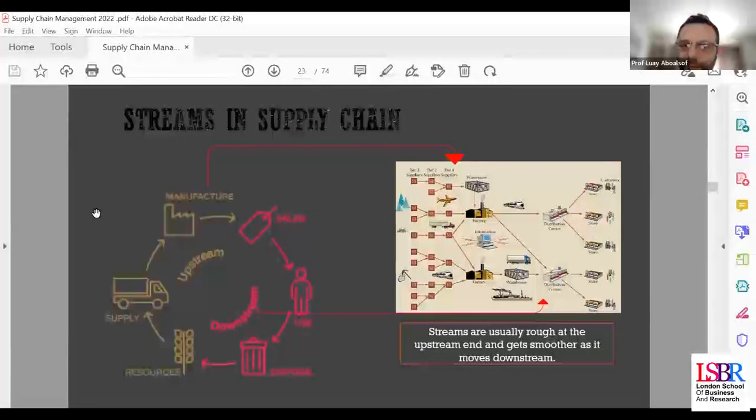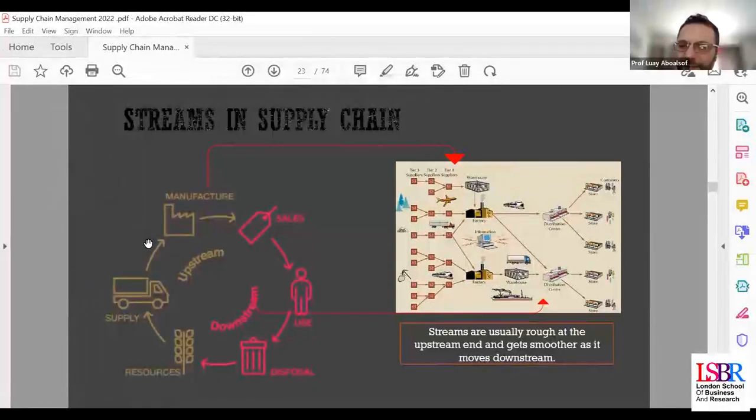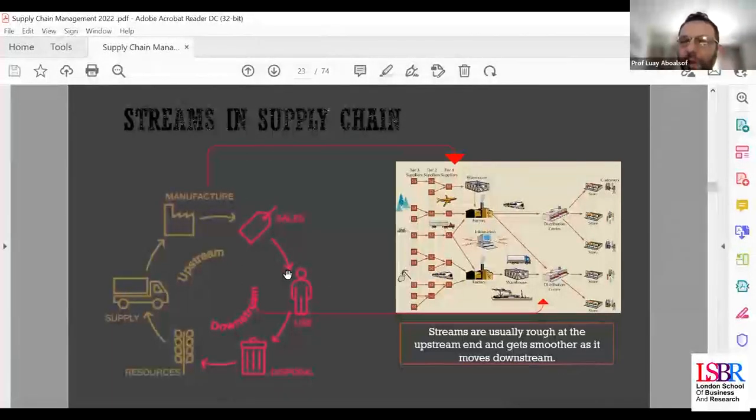Next, streams in the supply chain. Starting from the manufacturing element, it goes to distribution and sales, and goes to customers. Customer goes to disposal. Disposal goes to resourcing again, and resourcing back to supply and manufacturing in the same stream. Usually it goes around and around as a product lifecycle. That's why we're going to study SCOR today to understand what's happening.